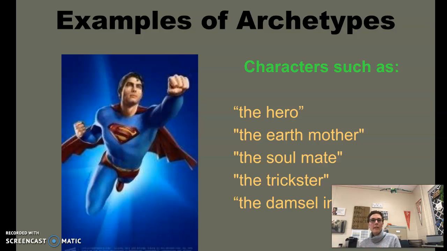The hero, the mother, or Earth Mother, the soulmate, the trickster, the damsel in distress. We have archetypal characters in movies all the time, and that's probably where you are most familiar with it. But a lot of times in books we have that archetypal hero or the archetypal damsel in distress. So looking for those archetypes will help you then flesh out perhaps a thesis about a book.